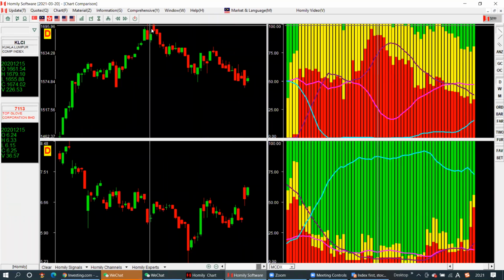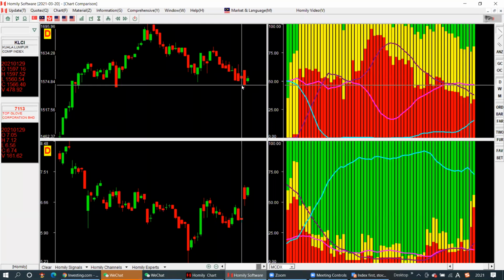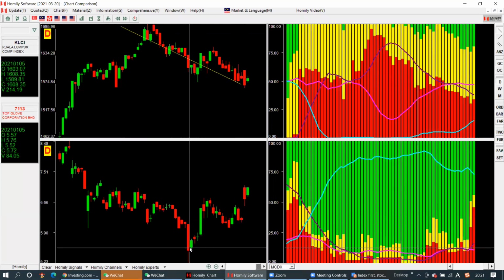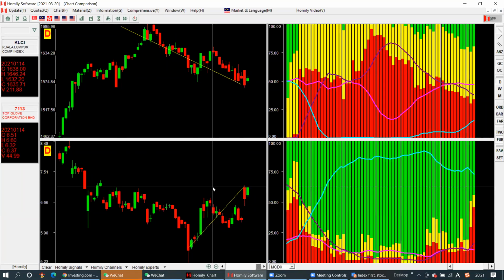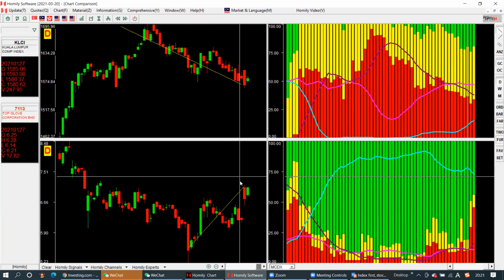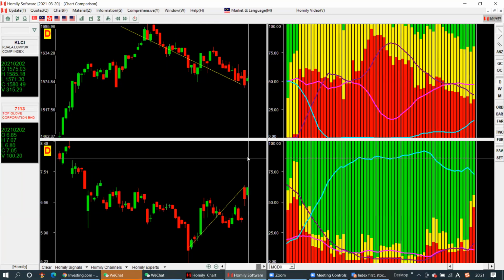Why do I say like that? Because here you can see here is a downtrend. Here is a downtrend stock, but this one is our uptrend stock. Okay, so at least currently, the future we don't know, but we can study it like that.